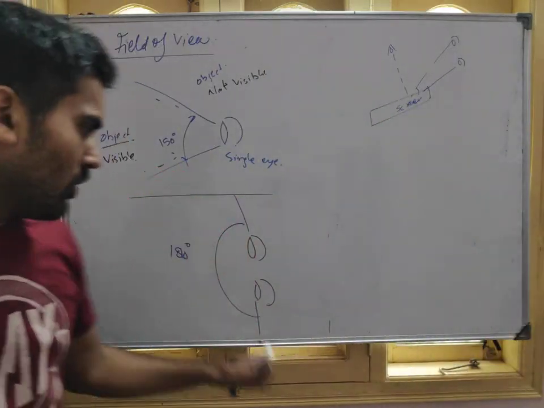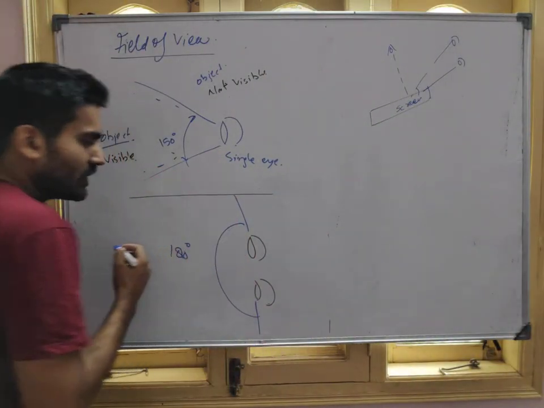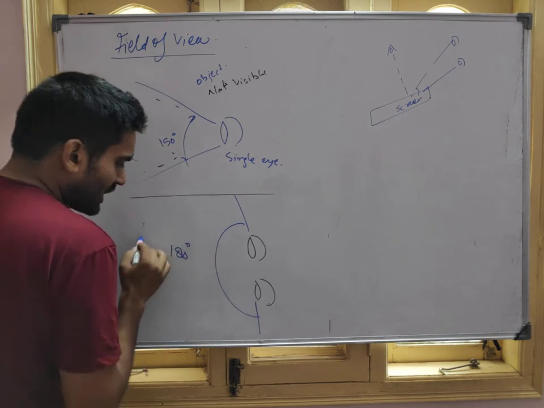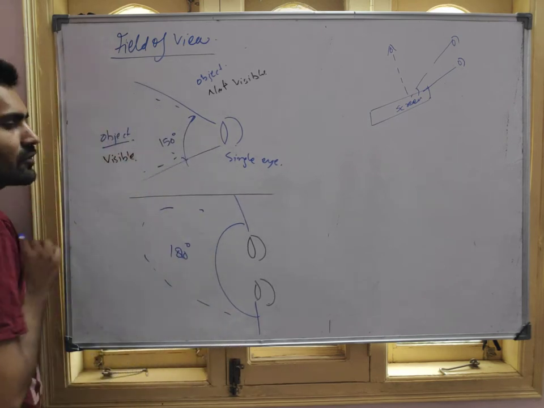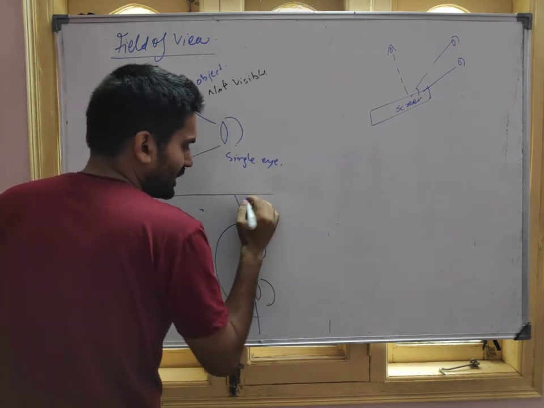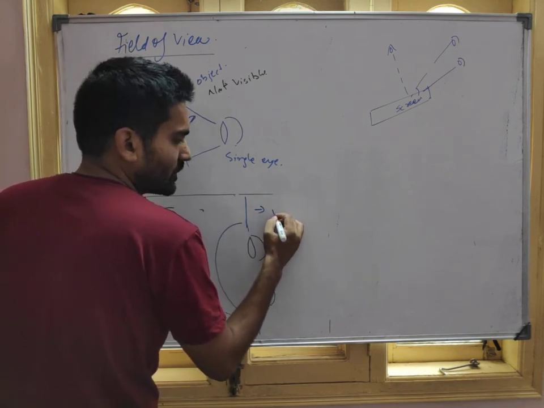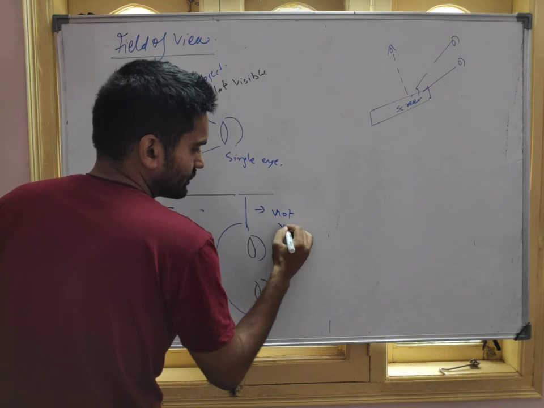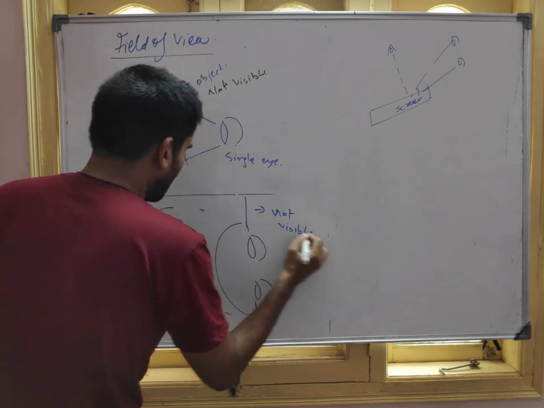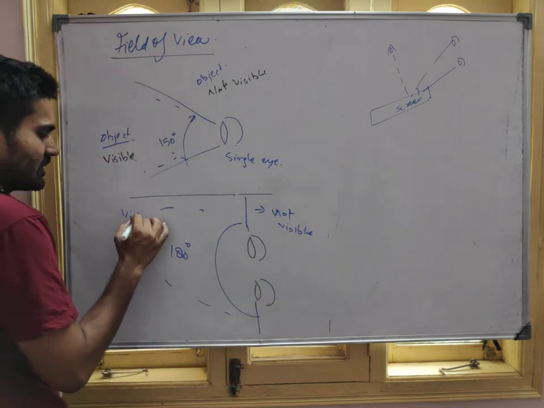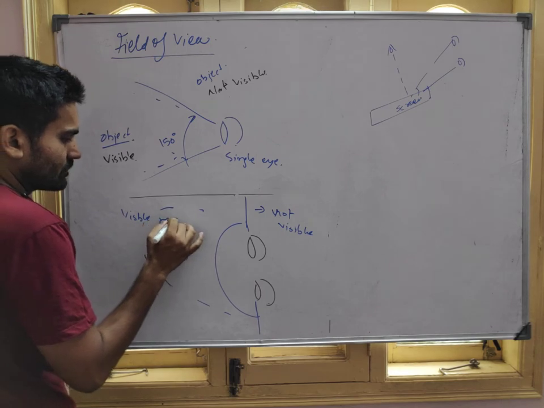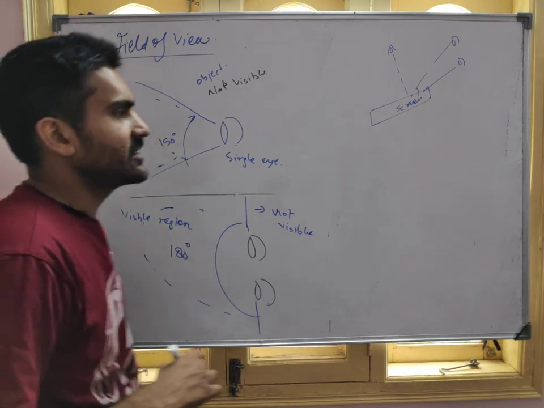Now for two eyes, the field of view is 180 degrees. Whatever things are in front of us, we can see. But anything which is behind the 180 degrees will not be visible. I hope this point is clear for you guys.